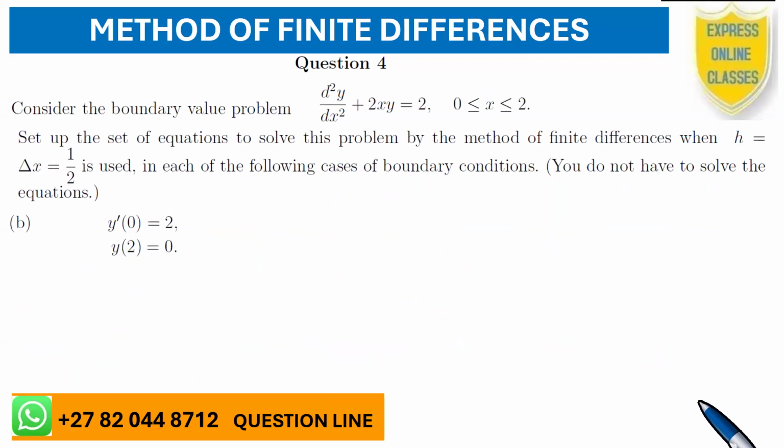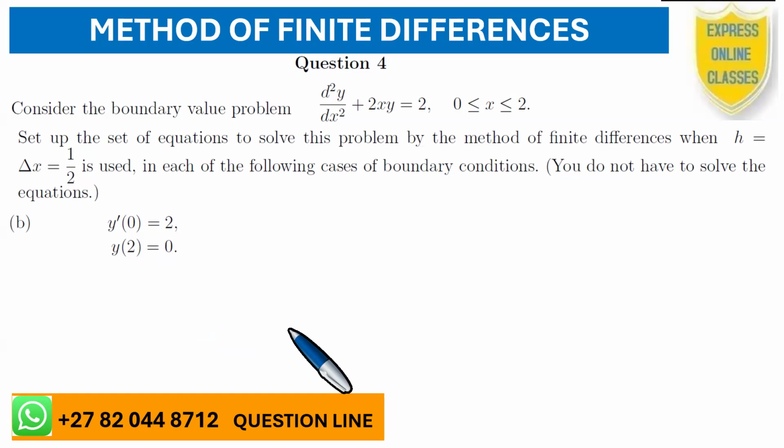In part B, the story is different. It's not just y0 that is given like before, it's y prime that's 0. What about if they give you an initial value that is like a derivative? Like the first derivative of the function at y0 is 2, and then y2 is what? Is exactly that one. Now we need to plan our way here.